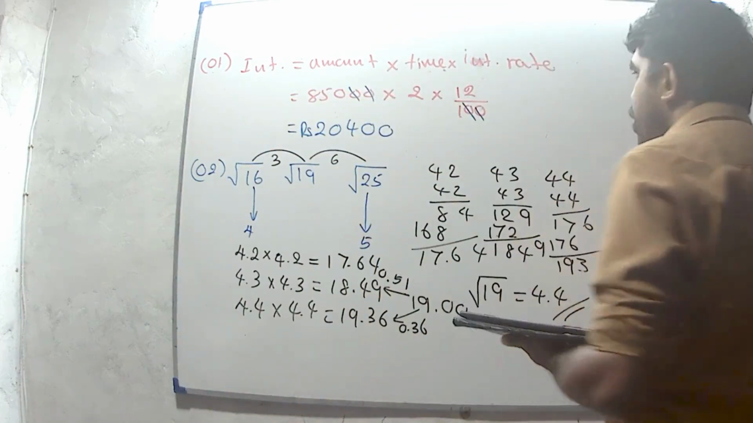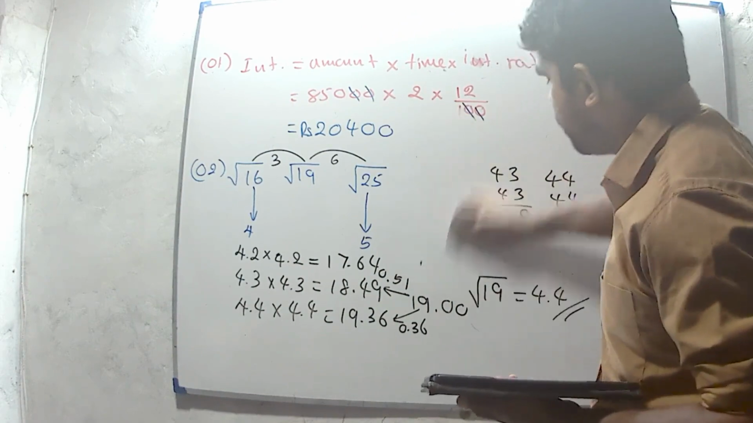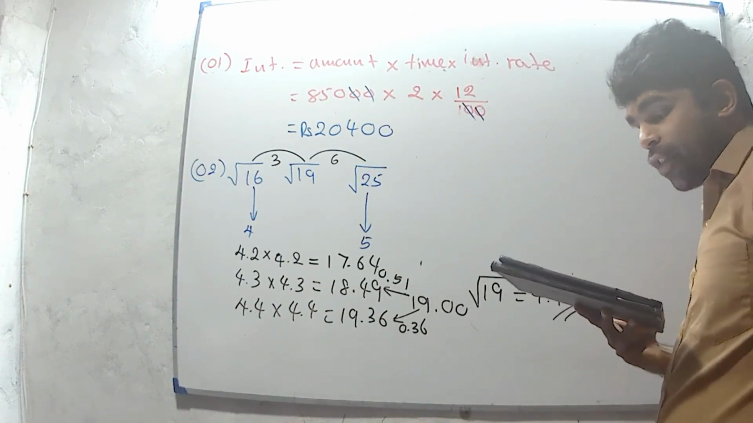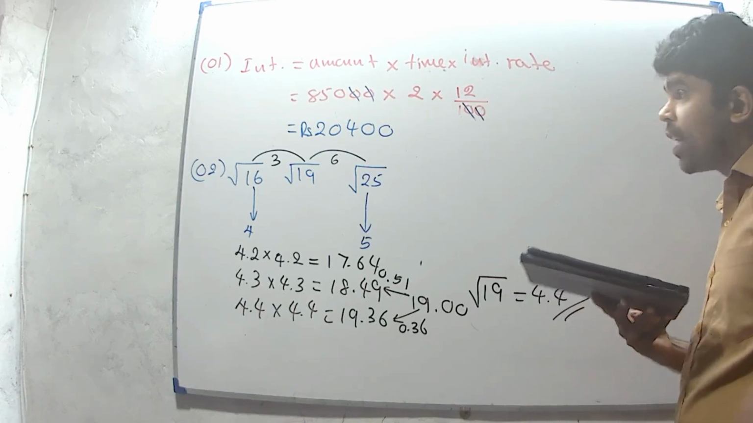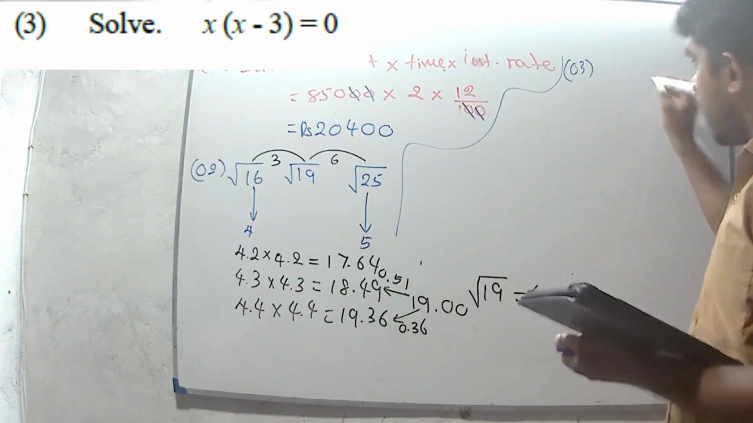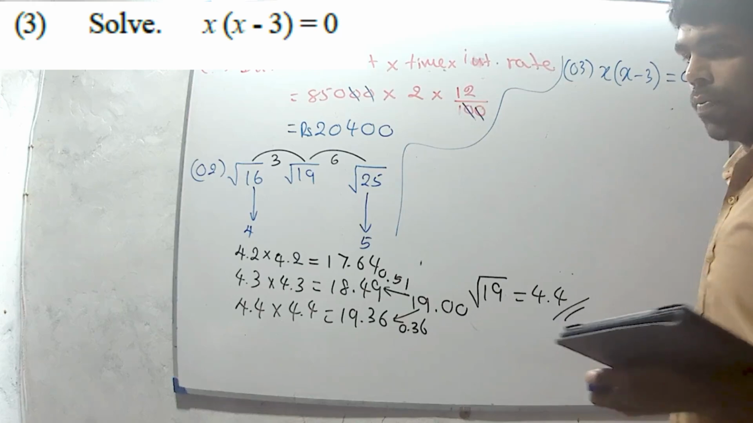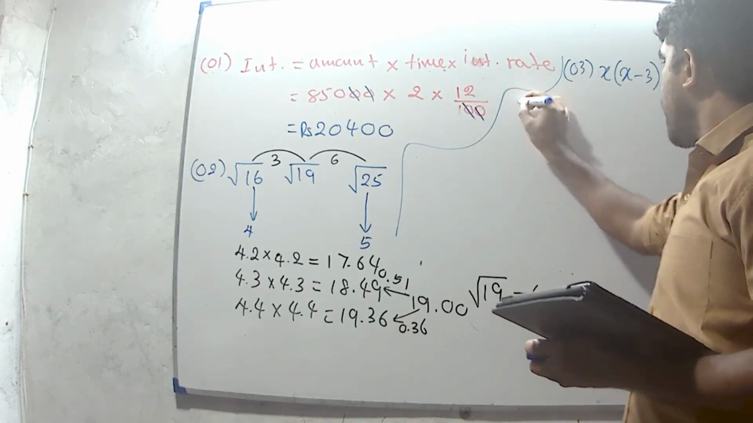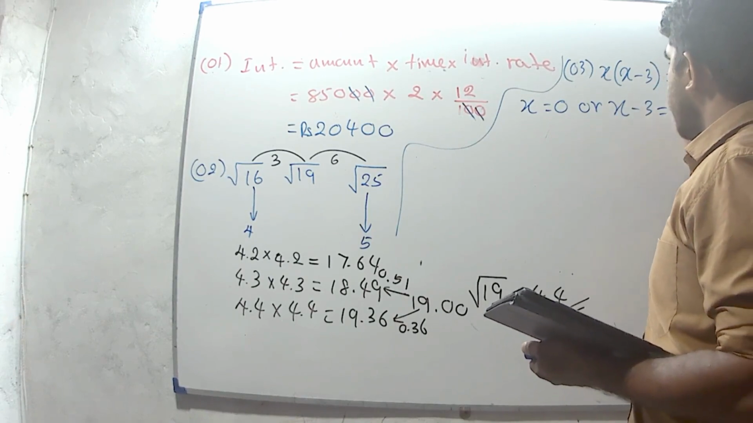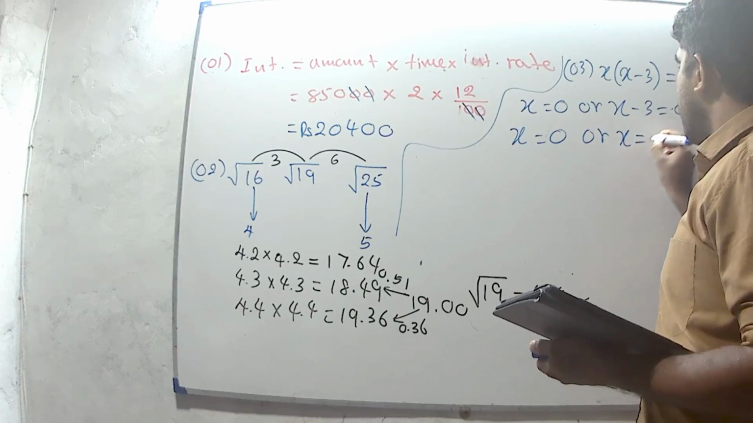Then question number 3. There is an equation we have to solve. We have to identify that the given equation is a quadratic equation. Question number 3. X into x minus 3 equals 0. X equals 0, x minus 3 equals 0. X equals 0, x equals 3.